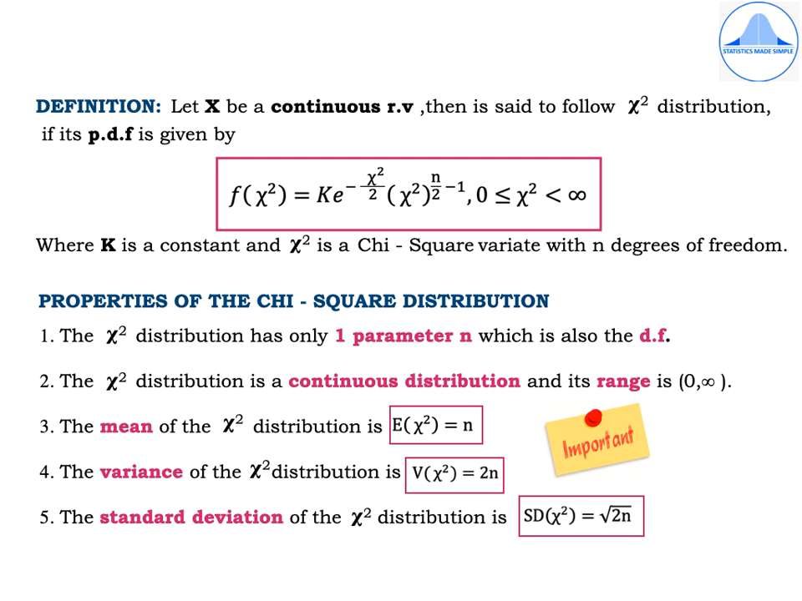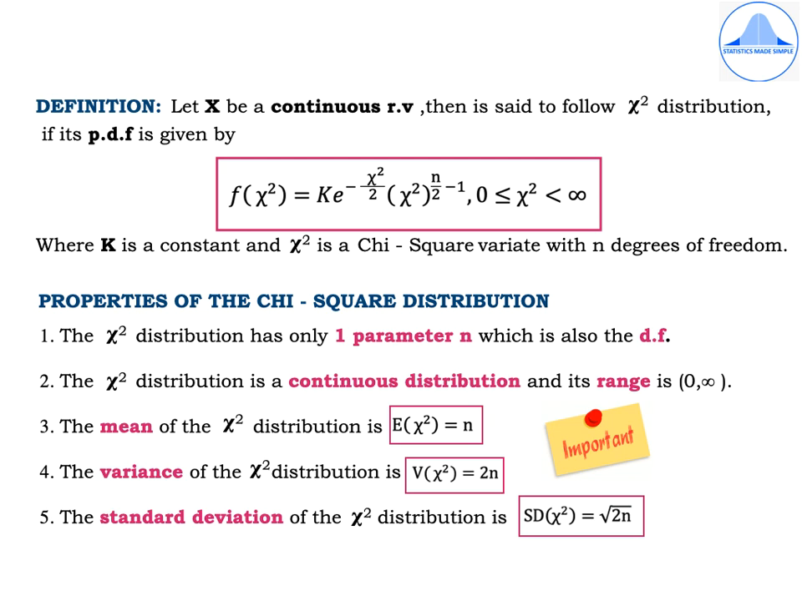Let x be a continuous random variable. Then it is said to follow chi-square distribution if its PDF, that is a probability density function, is given by f of chi-square equal to k e to the power minus chi-square by 2, chi-square whole to the power n by 2 minus 1.